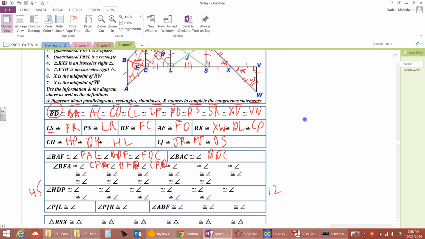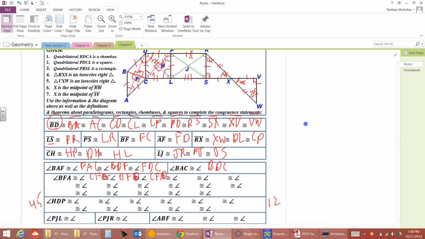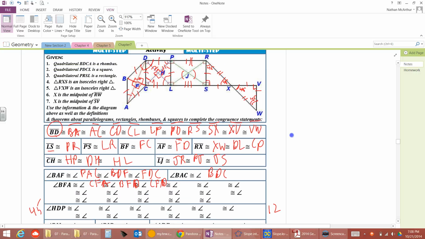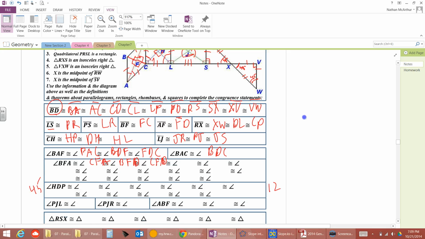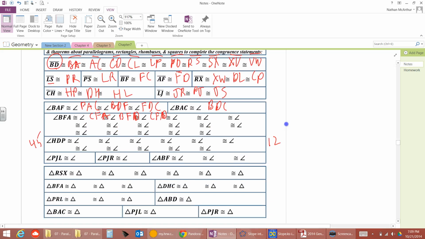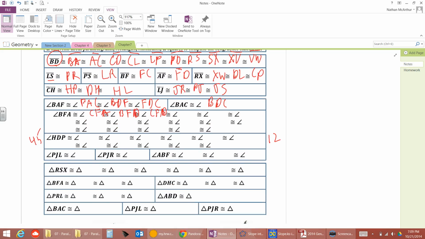Now it says PJL. Where's PJL? Is right here. It's congruent to its vertical angle there. PJR is up here. This is congruent to this one down here. They're vertical angles. ABF is this piece here, which is congruent to its other sides. So there's 4 of those total, and this picture gets more and more involved. Now we're talking about triangles.